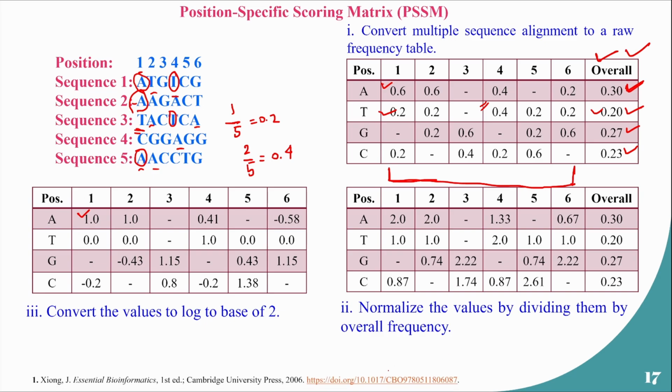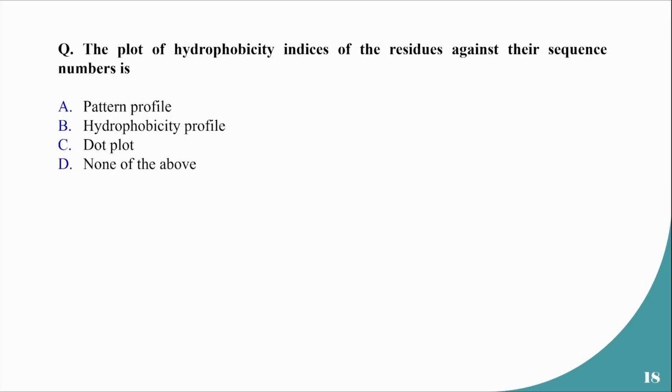So the examples are taken from this book right here, which I mentioned at the bottom. Okay, so here we have another question. If you plot the hydrophobicity indices, let's say the measurement of how hydrophobic or how polar the amino acid residues are, against the sequence number, what is the term that the result is called?